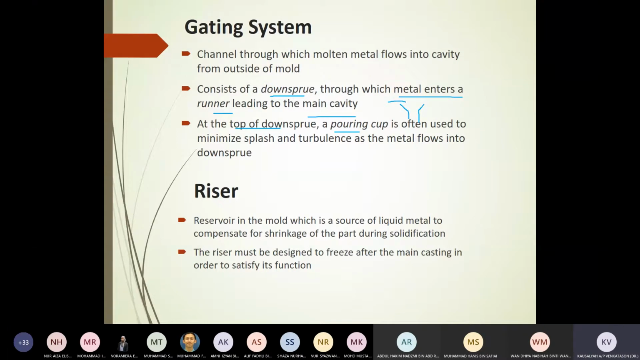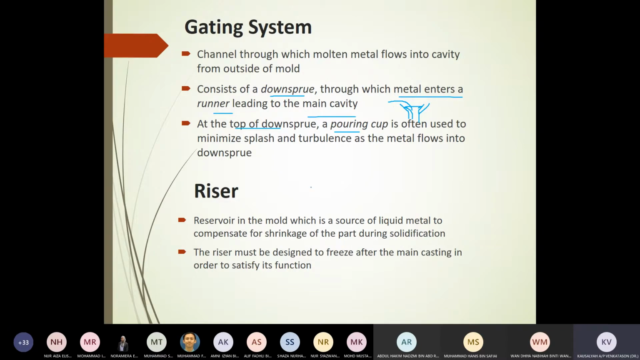Naturally, when you pour something, a taper allows for the rise when you over pour, the spillover. It's not too obvious. A pouring cup is often used to minimize the splash and turbulence. So this is another reason why it is tapered, as the metal flows into the down sprue. You have to take note that the metal being poured is, number one, molten metal. Hence, you can imagine when it splashes on you.